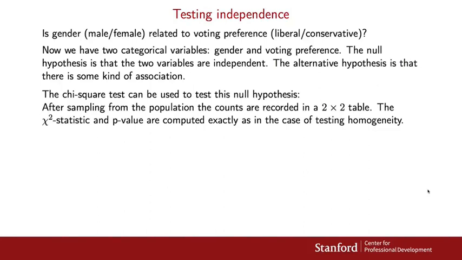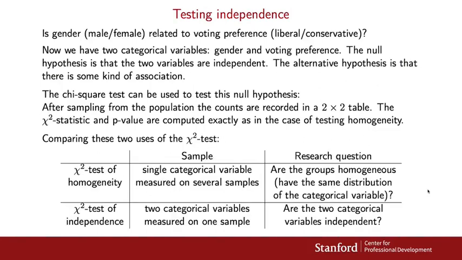Since the chi-square test works the same way both for testing independence and testing homogeneity, it's easy to mix those up. Here's a table that compares what's different between these two cases. The first difference is in the sampling. The chi-square test of homogeneity measures a single categorical variable on several samples that were obtained from several populations. In contrast, for the chi-square test of independence, we have only one sample, but we measure two categorical variables on this sample.